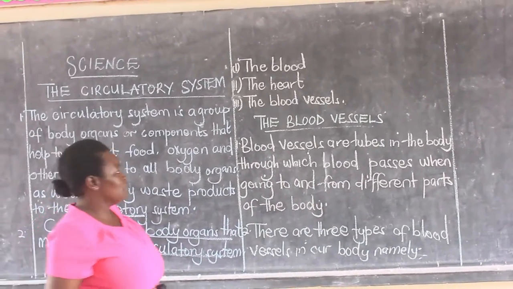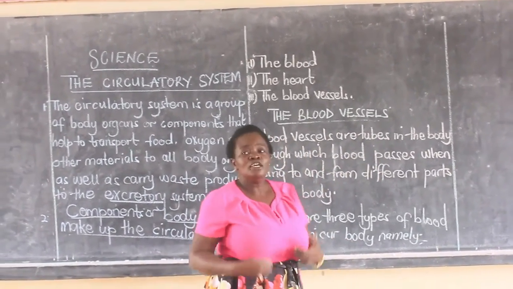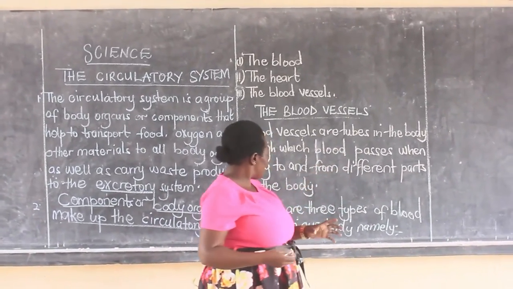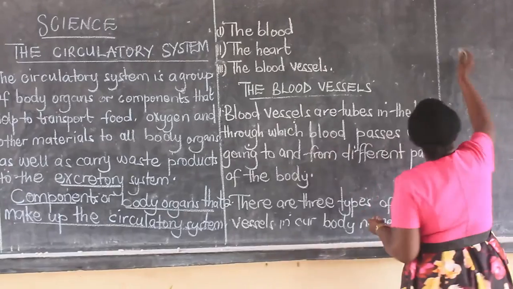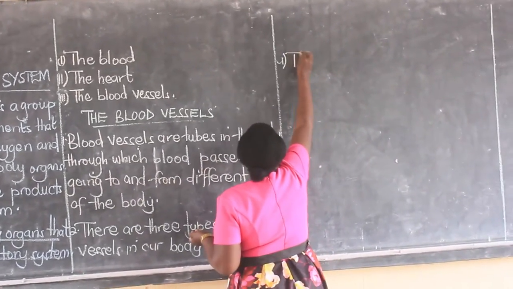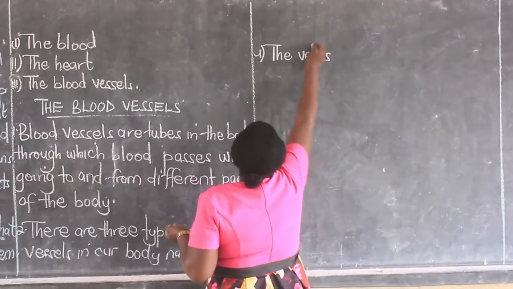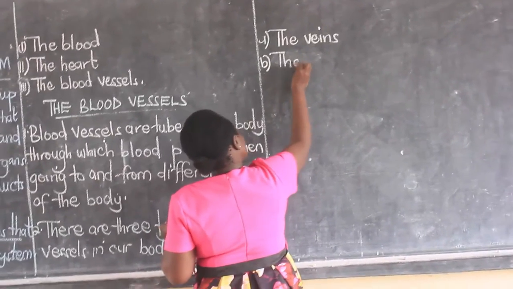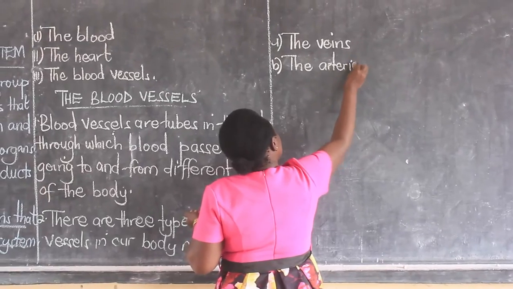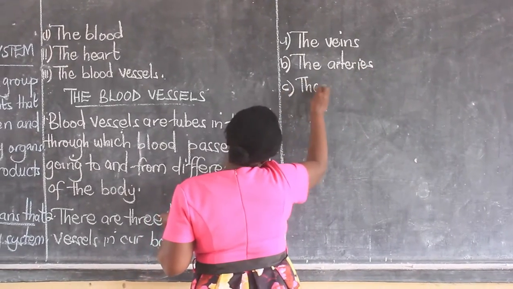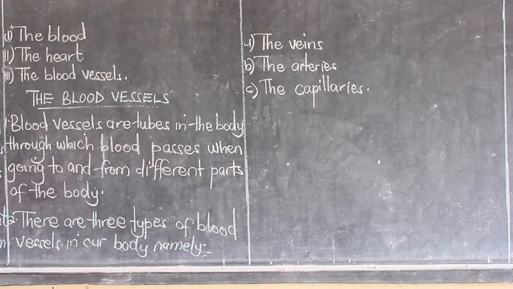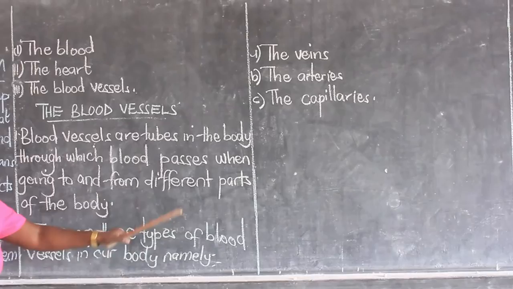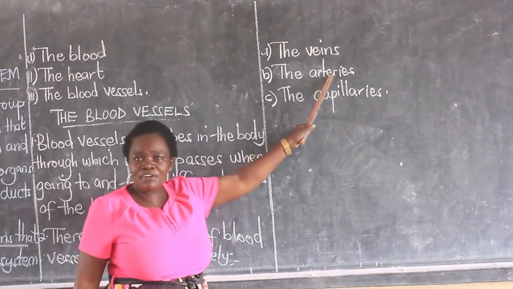Namely, I want to keep reminding you that I've told you already that those are tubes that allow blood to pass through our body, that carry blood to and from different parts of our body. And the three blood vessels are, I'm going to show you, we have the veins. Then the second one, the arteries, and then the capillaries. Children, those are the three main blood vessels that we have in our body. We say there are three types of blood vessels in our body, namely the veins, the arteries, and the capillaries.